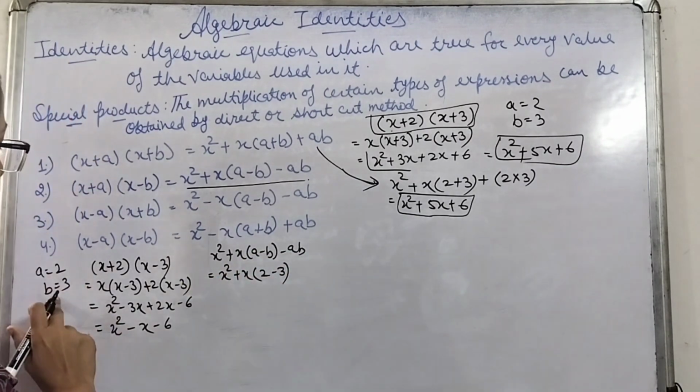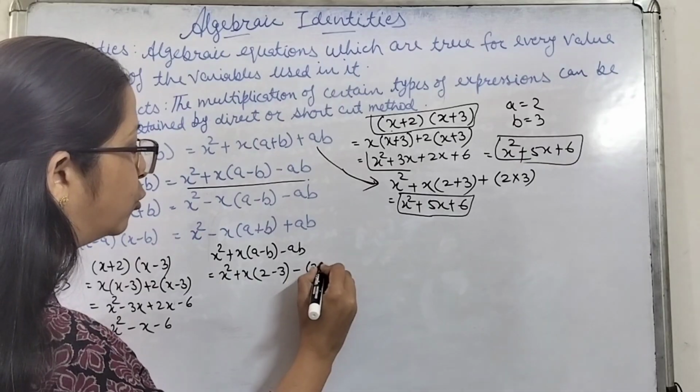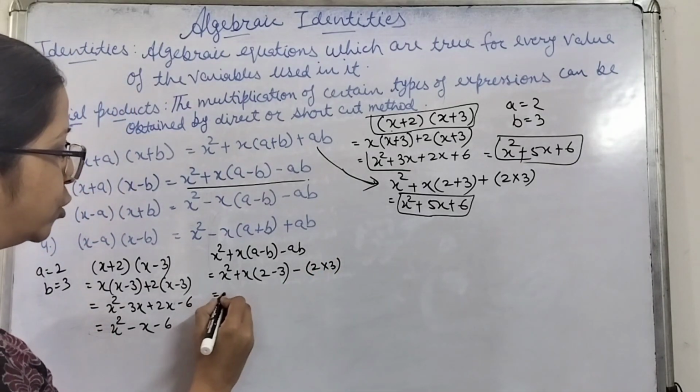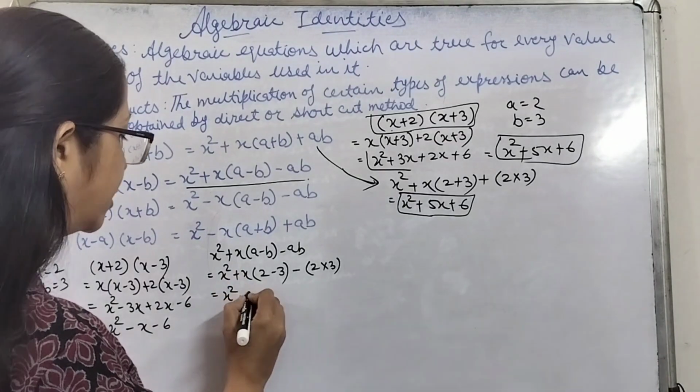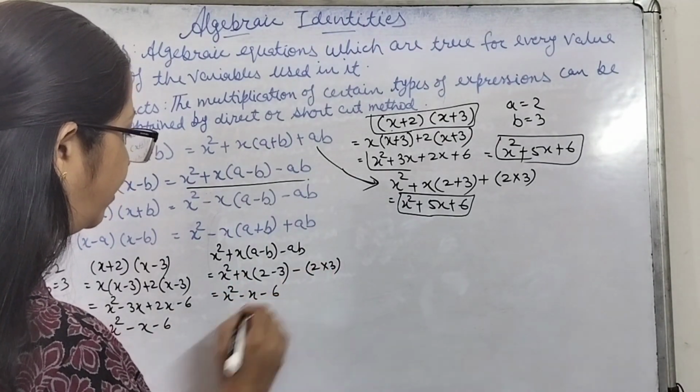Instead of b, we will be taking 3. Then minus 2 multiplied by 3. So it will be x square, 2 minus 3 is minus 1, so minus x, minus 2 multiplied by 3 will be 6.